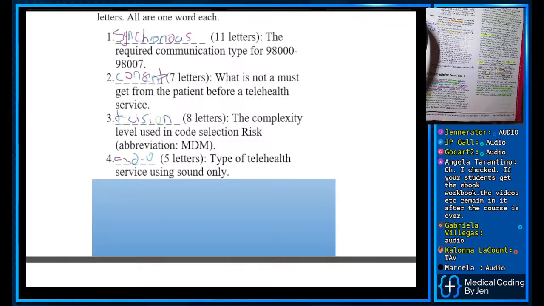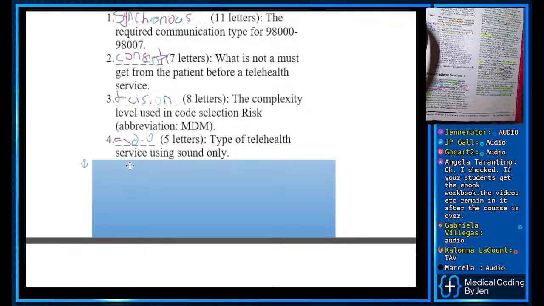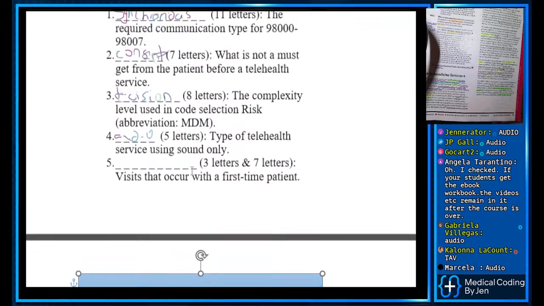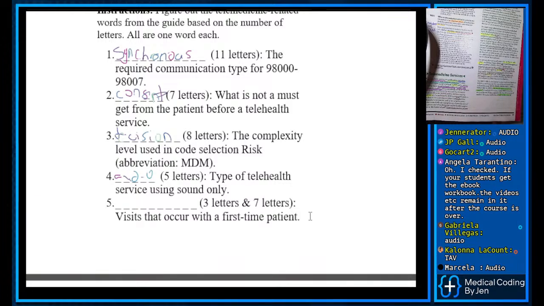One more, and then we'll move on to true and false. A 7-letter word for visits that occur for the first time.